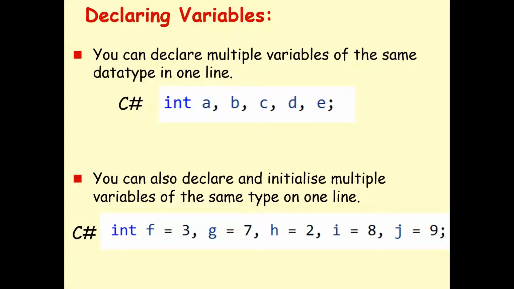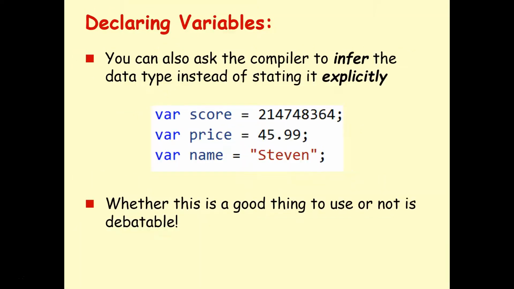You can also declare and initialize multiple variables of the same type in one line as well. Again, noting you have to separate them with commas, and obviously they've got to be the same data type. You can also ask the compiler to infer the data type instead of stating it explicitly.